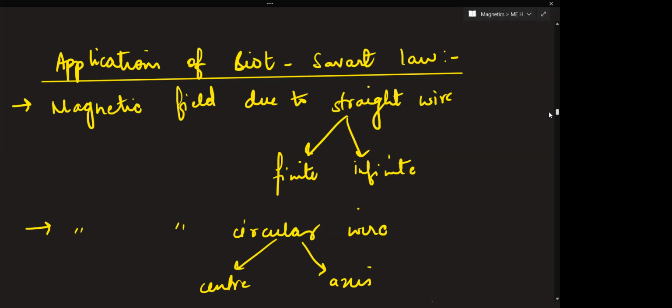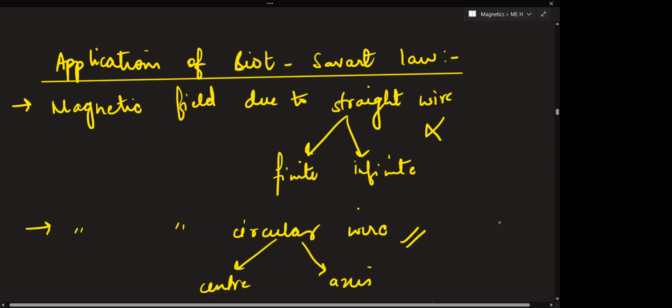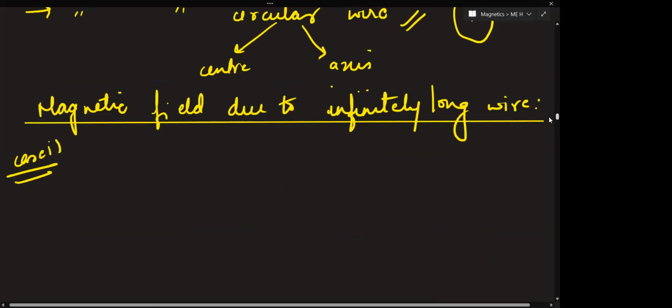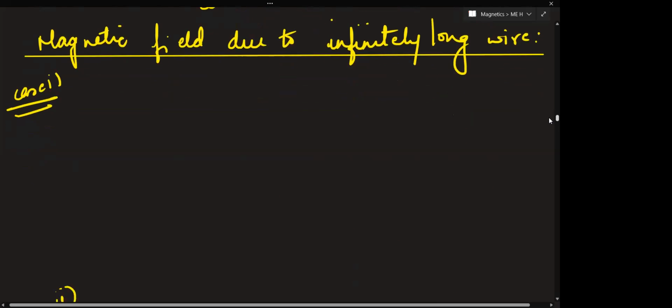For example, magnetic field due to straight wire we will do. It can be a finite or an infinite wire. Now, this finite wire is not included in your syllabus. Also, the derivation of this has been deleted. So we'll just learn the formula because the formula is included. Circular wire, everything you have to remember. For a circle, at the center of a circle, and at the axis of the circle, we'll see. Axis, obviously, won't be done in today's class, but magnetic field due to infinitely long wires.